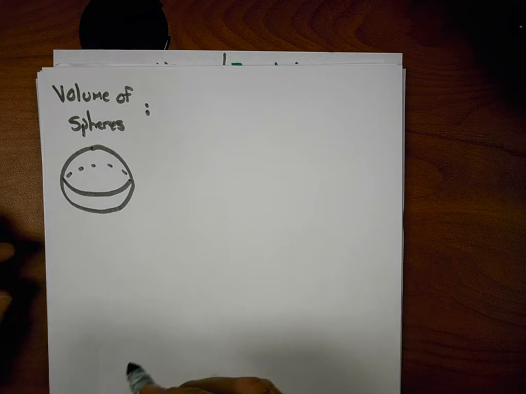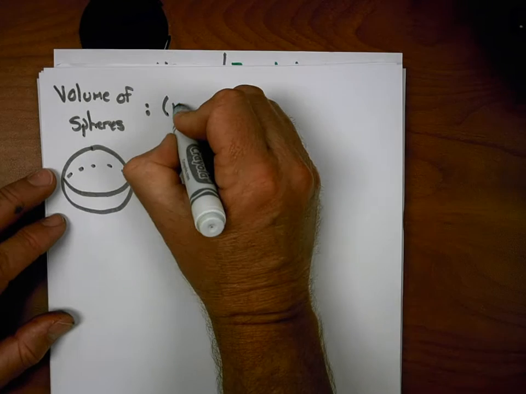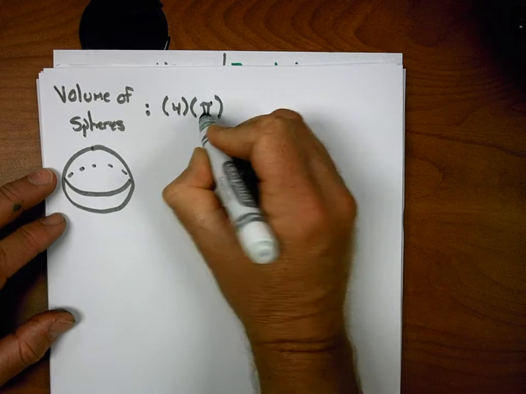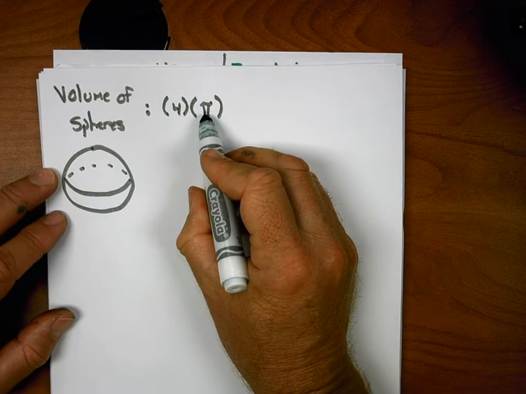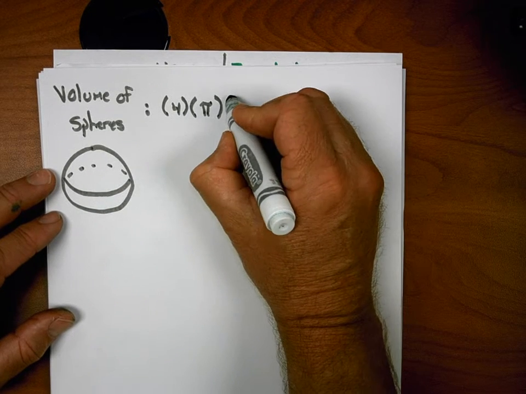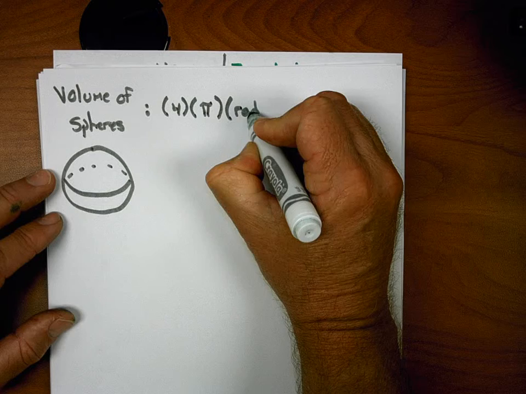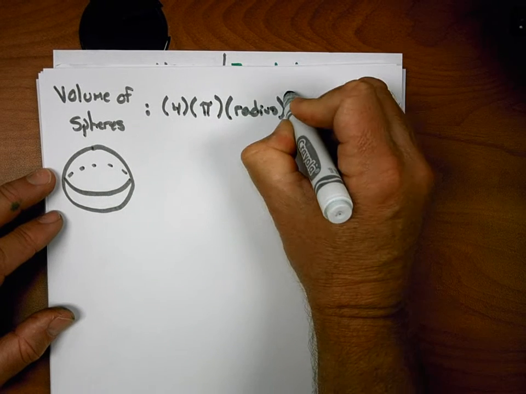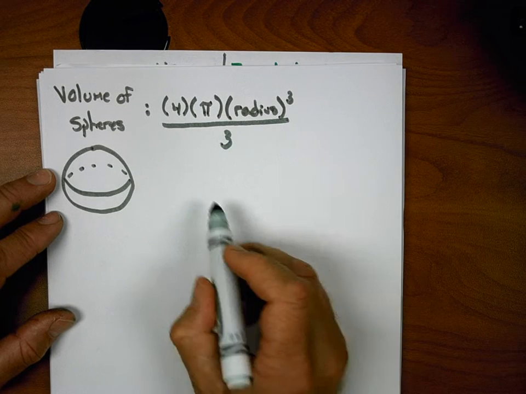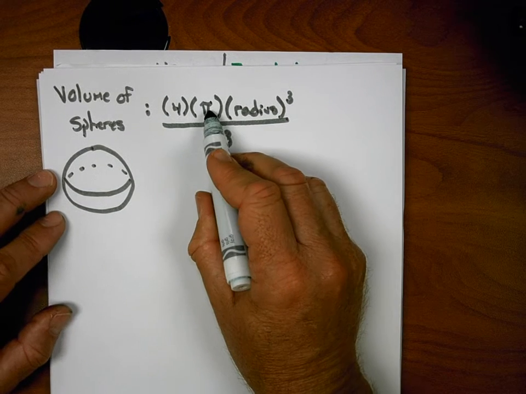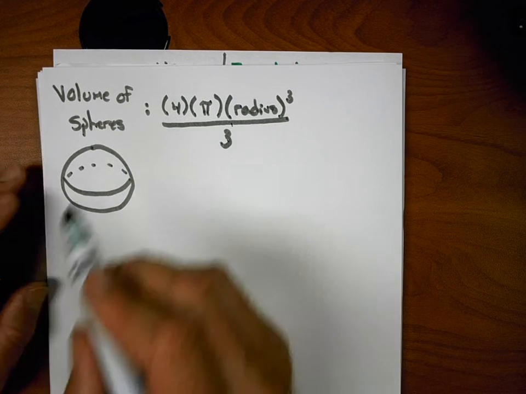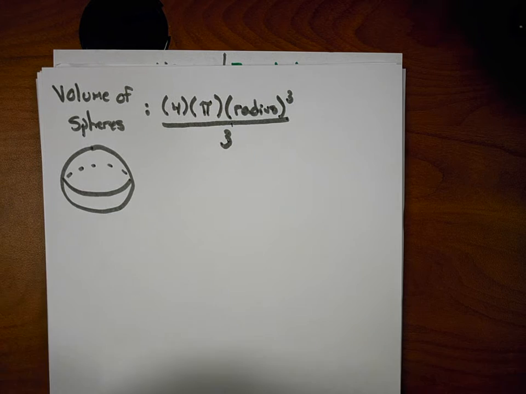Okay, to find the volume of a sphere, you take the number 4. You multiply it by pi. And once again, you could use 3.14 for pi, or you could use the pi button or the function on a calculator. Then you multiply that by the radius of the sphere to the 3rd power, or radius cubed, and then you divide it all by 3. So 4 times pi times the radius cubed, and then everything divided by 3. That's how we find the volume of a sphere.